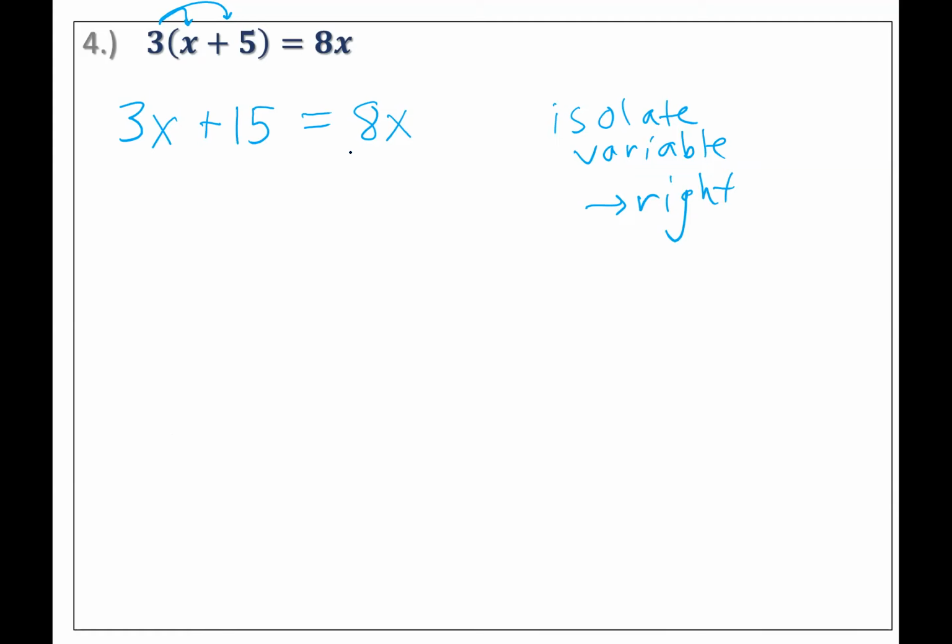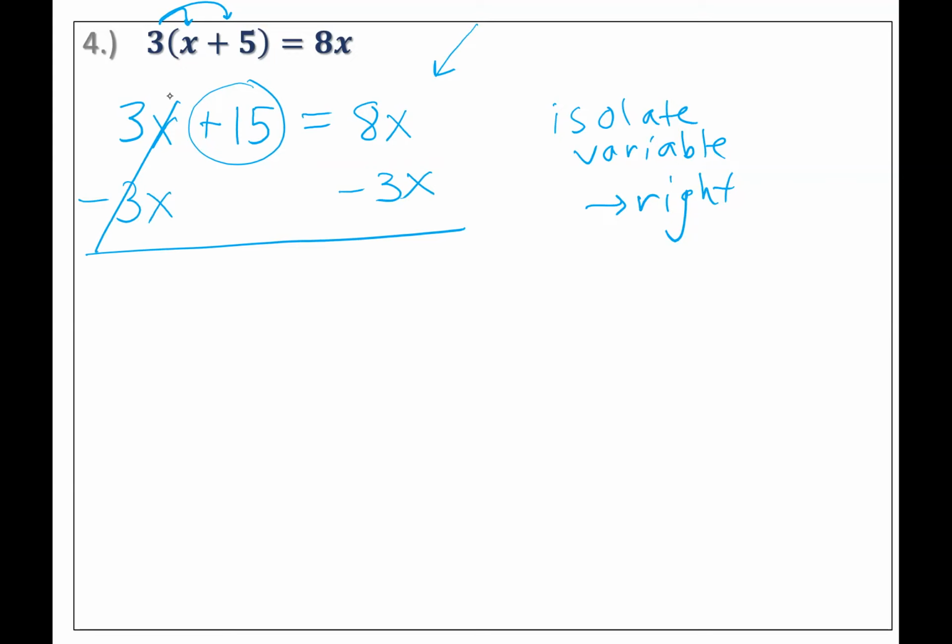So I'm going to, let's see, isolate the variable. And this time, since I already have this plus 15 on the left side, I'm going to try to get all the x's on the right side. So because I have 3x plus 15 on the left, let's subtract 3x on both sides. I'm subtracting the 3x because the original 3x was positive. 3x minus 3x is 0. That cancels out. So here's what we have left. Positive 15 is all that we have left on the left side. And then on the right side, 8x minus 3x, that's now 5x. So my equation is 15 equals 5x.